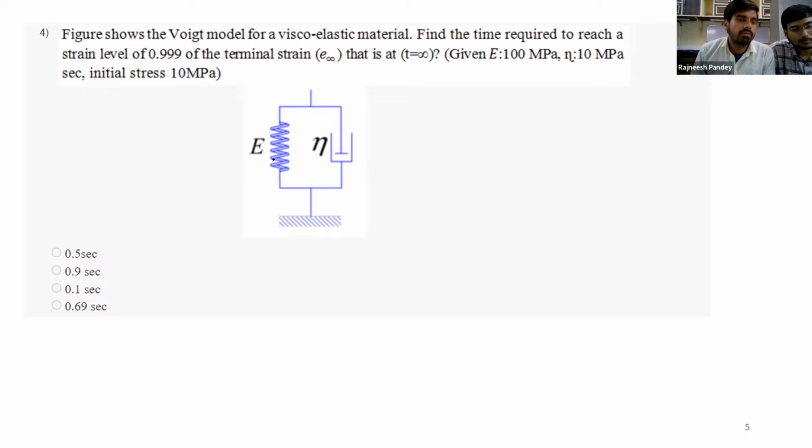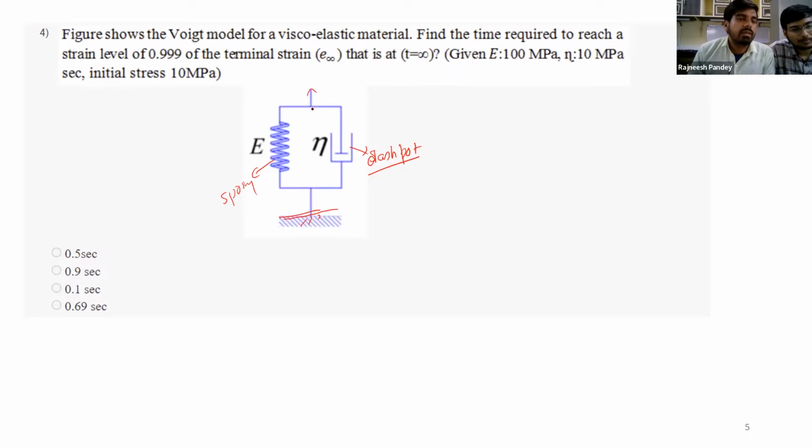First is a spring, and this one is a dashpot, which is nothing but a viscoelastic material. These two components are connected to each other in parallel. It is fixed on one end, and on the other end we are going to apply the initial stress of 10 megapascal.